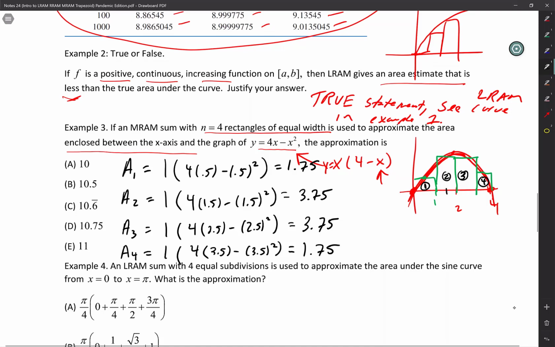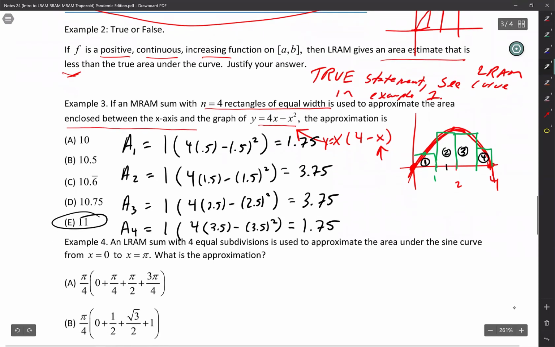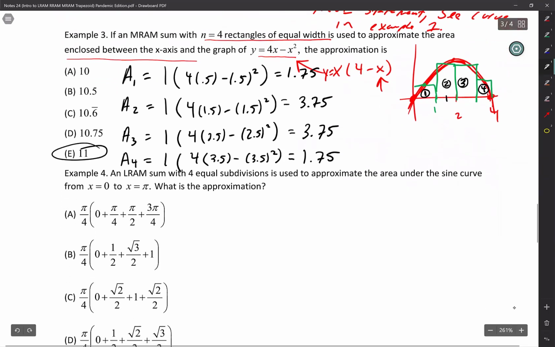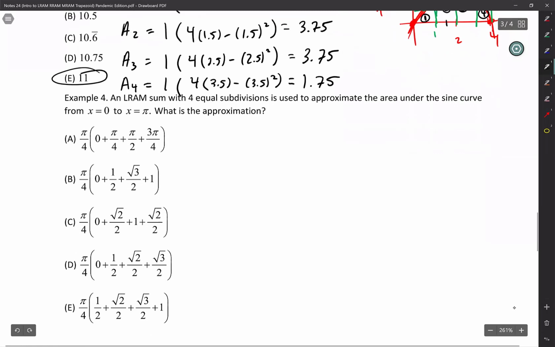All right, let's add them all up. 1.75 times 2 plus 3.75 times 2, and I get 11. And there it is. All right, we got another one.